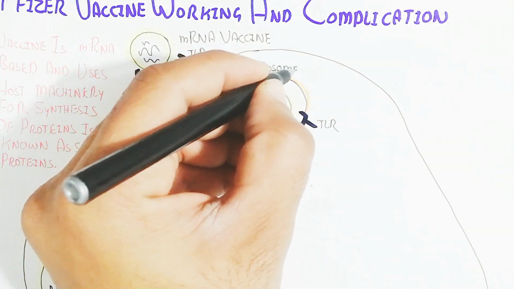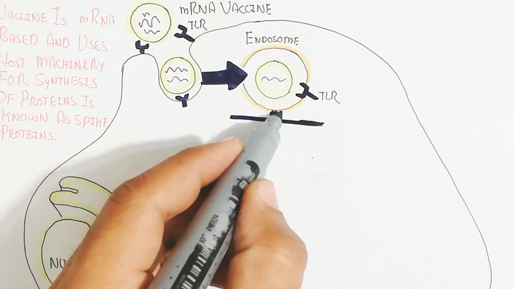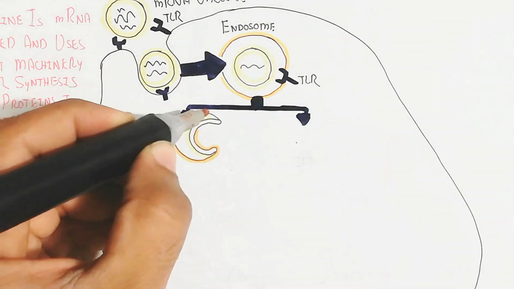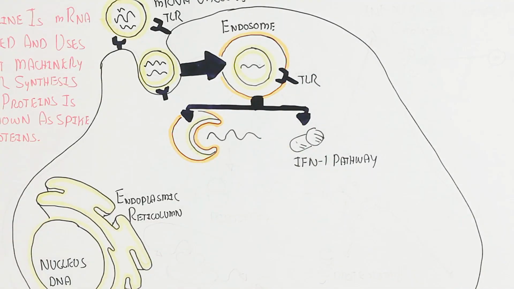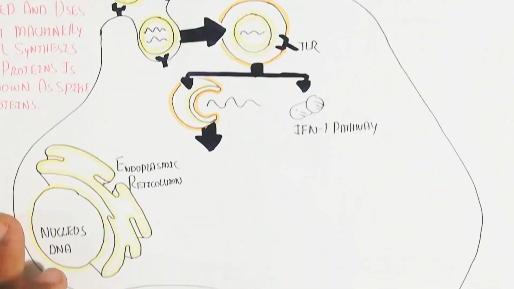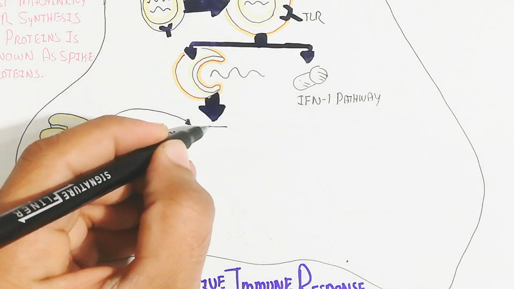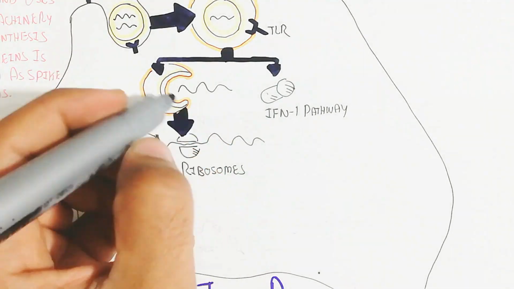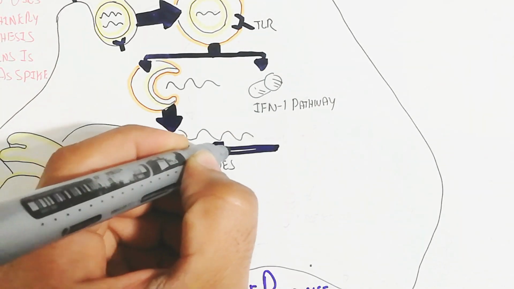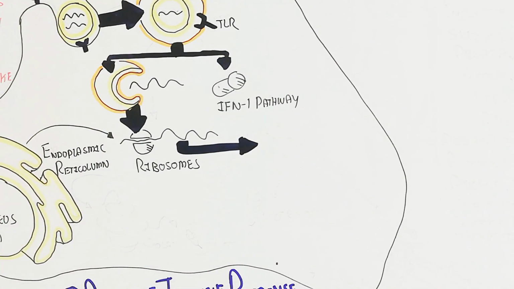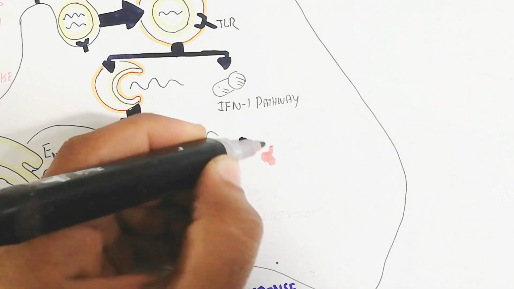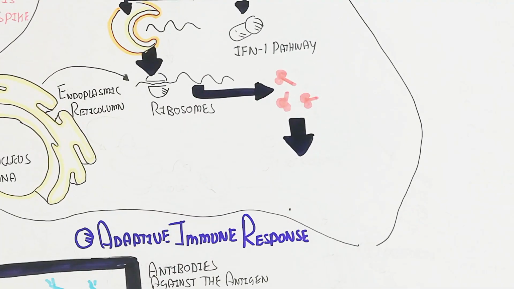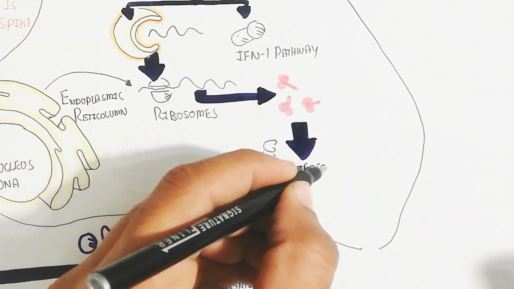Number one is the interferon 1 pathway, while the other pathway uses the ribosome to replicate this mRNA. Transcription does not occur, but translation of this mRNA into protein occurs in the endoplasmic reticulum, and in this way it will be modified through the Golgi apparatus. The Golgi bodies modify it, and the protein produced, the spike protein, will go directly to the plasma membrane as an antigen, but also proteasome formation occurs.